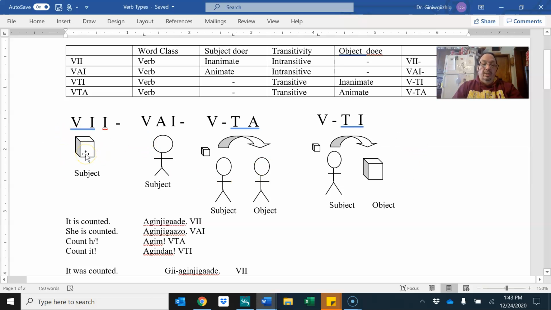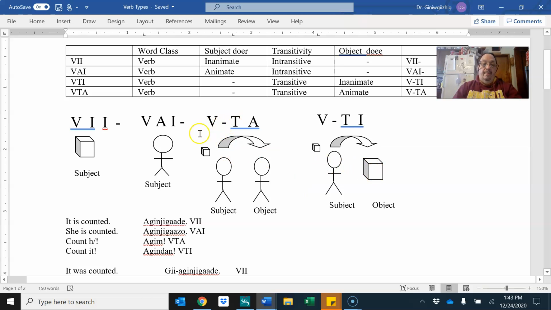Verb inanimate, it's something minding its own business. The cup is full, the cup is empty, the cup is half full. Animate intransitive, meaning there's no object. He is smart, he is tall, he is short, he is thinking, he is happy, he is sad. But we're not talking about he likes him or he likes it. He's just happy. He's sitting there minding his own business, being happy.